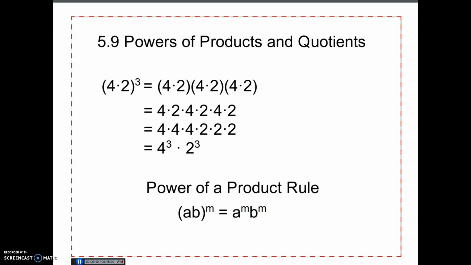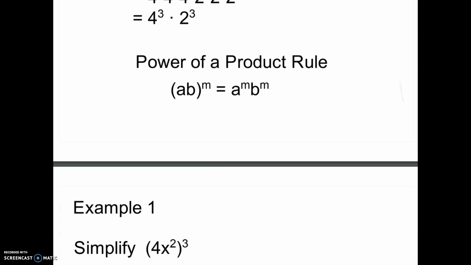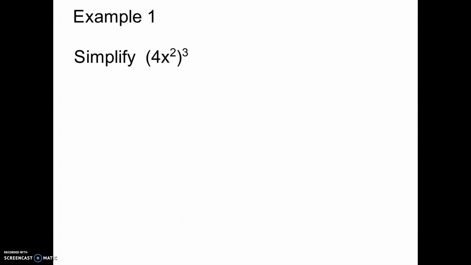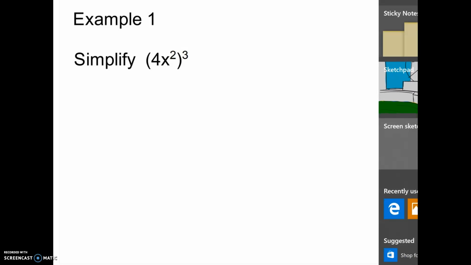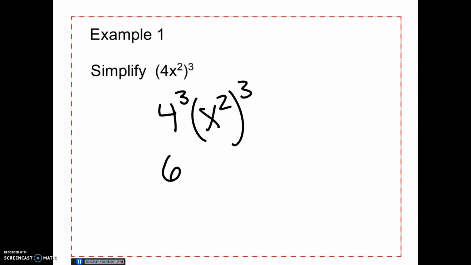All right, so here's an example of how we can use this. Simplify 4 times x squared, all to the third power. Simplifying meaning that we're going to try to evaluate as much as we can. Our power of a product rule says that I can rewrite this as 4 to the third times x squared to the third. Then I can evaluate from there. So 4 to the third would be 4 times 4 times 4. That would be 4 times 4 is 16, times 4 is 64.